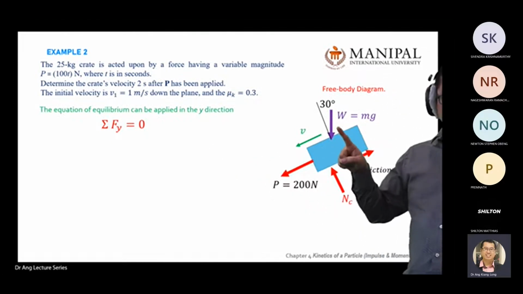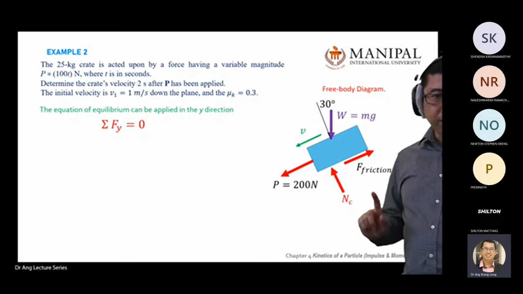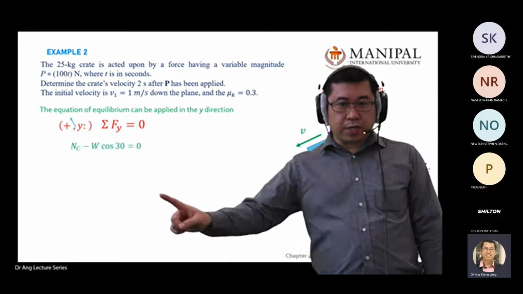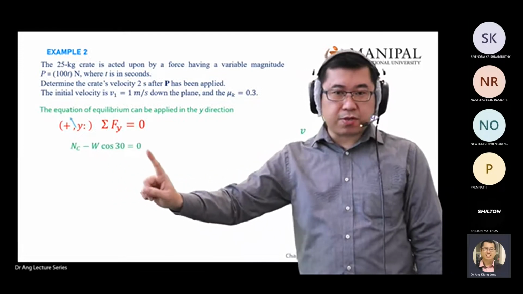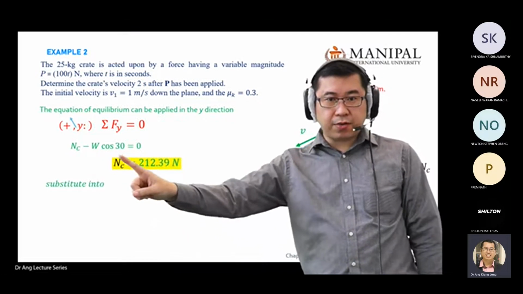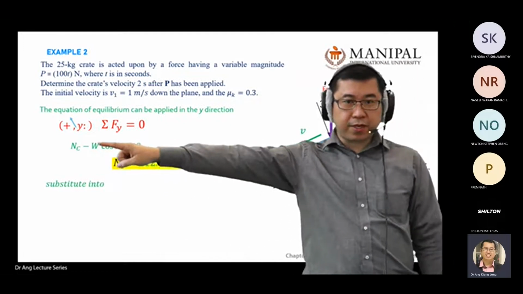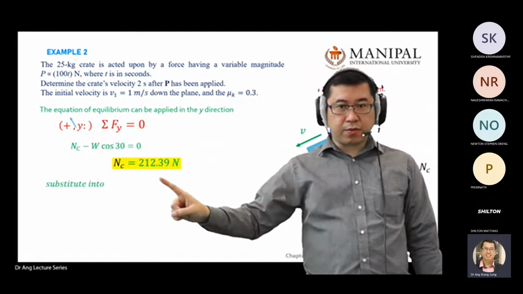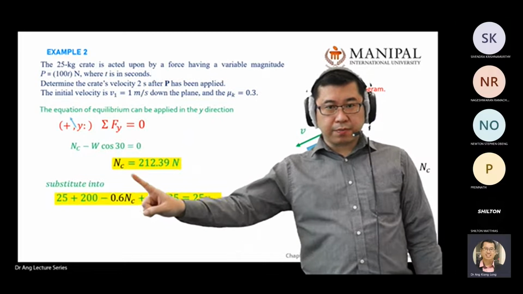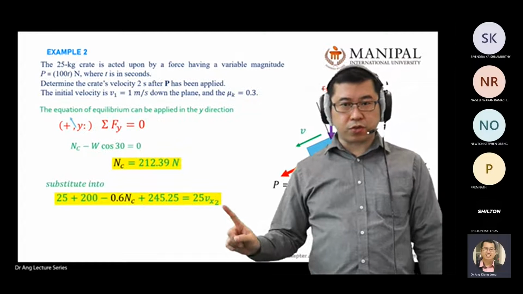So your W, you have Wy pointing down, and your Nc. The rest is in the x direction. So here you have Nc minus W cos 30 equals 0. So you can find what your Nc is, right? So you substitute the value. You have your Nc equal to something. W, you know how to find already. So you substitute the value, you find your Nc, then you substitute back to the equation just now, substitute back to here, you get your V2, Vx2.